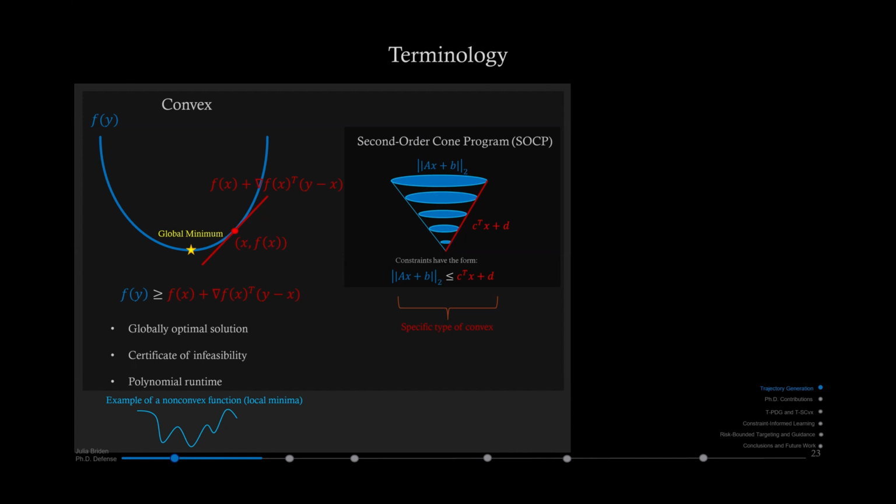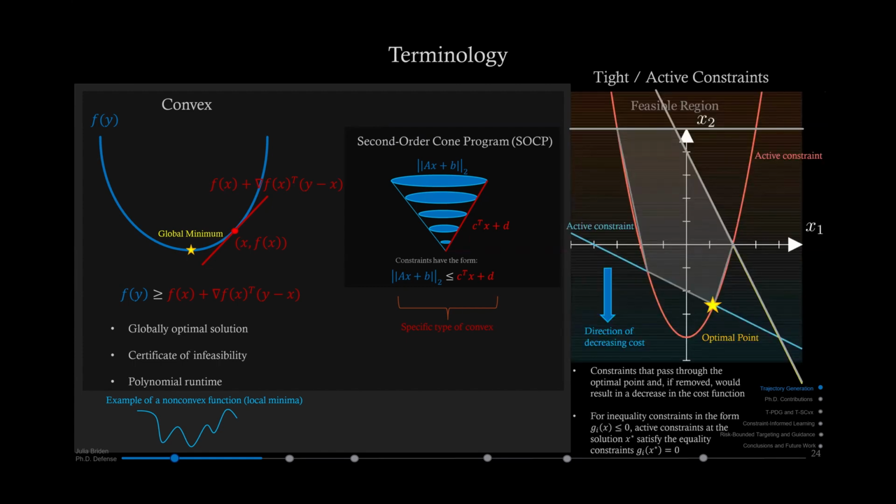So it's always lying above this line. It enables you to have some nice properties, including a globally optimal solution, a certificate of infeasibility, and also polynomial runtime. And then second order cone programs are a special case of convex and can include certain convex constraints. And then for a non-convex function, as you see at the bottom, instead of having one global minima, you're going to have multiple local minima.